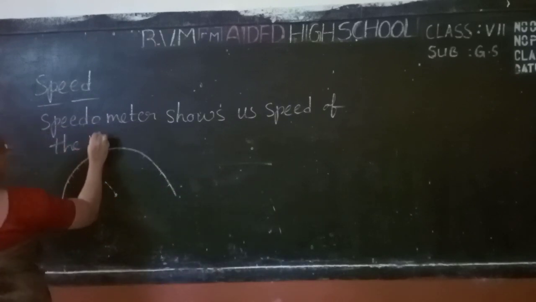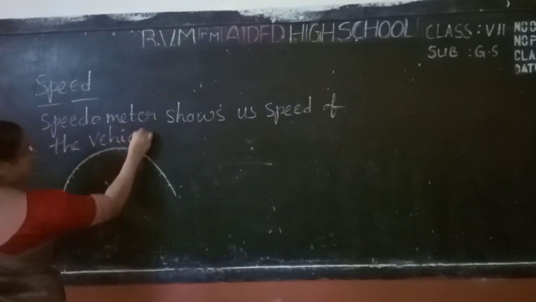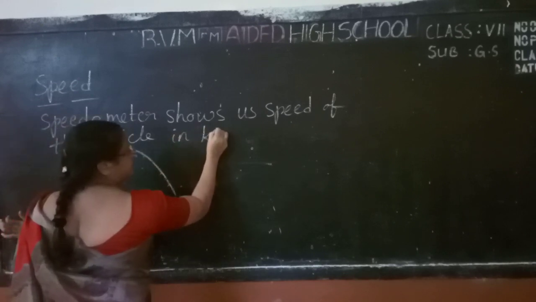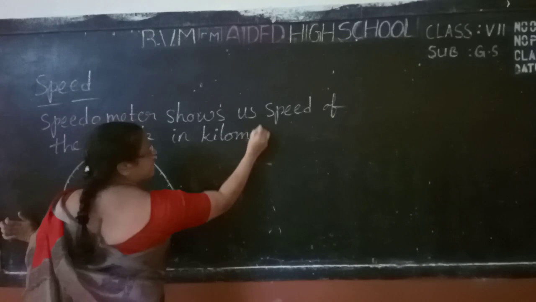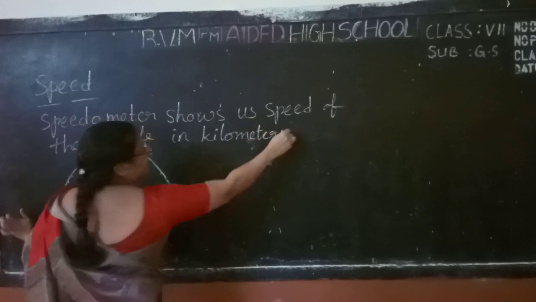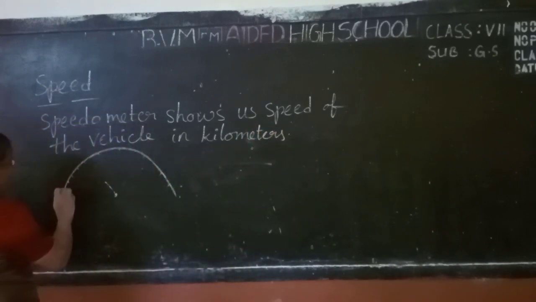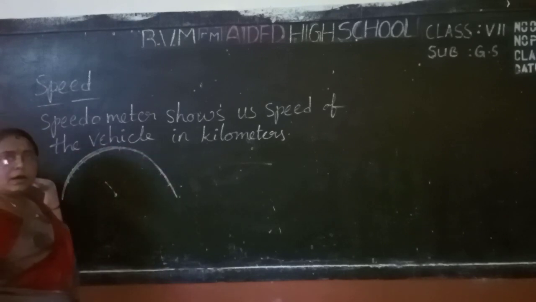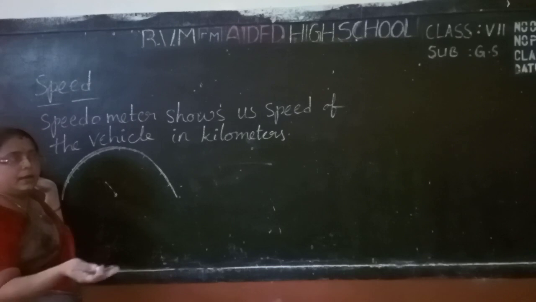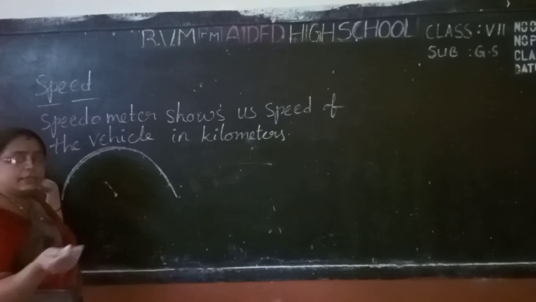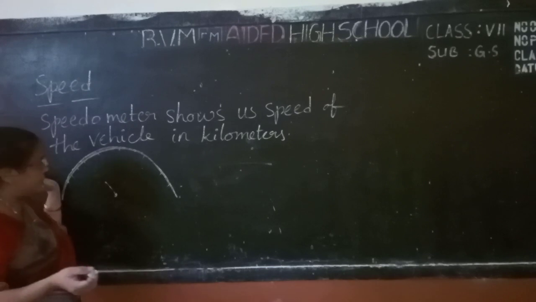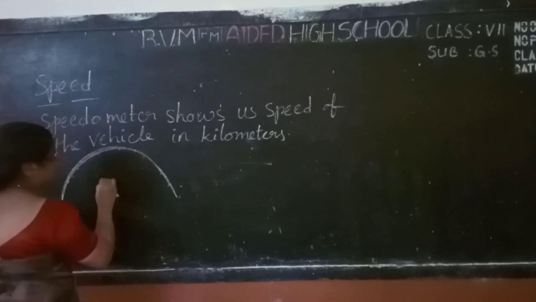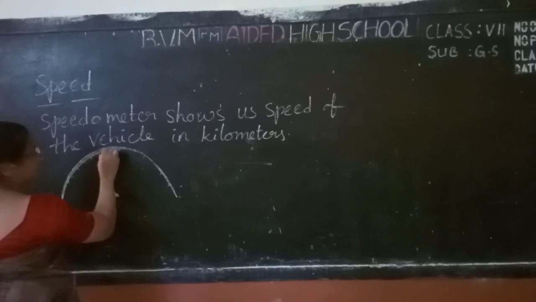Speed of the vehicle in kilometers. Have you understood? Okay. This is circular in shape. You have observed it on your bikes, on your father's bikes, and in cars and buses. The speedometer is circular in shape, with a needle like this. The scale is here.